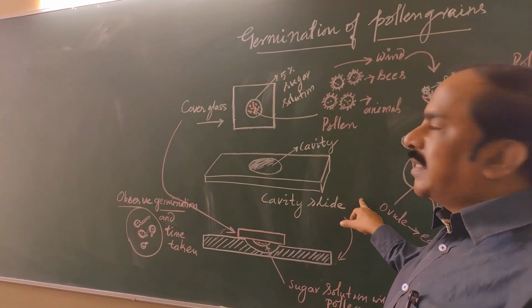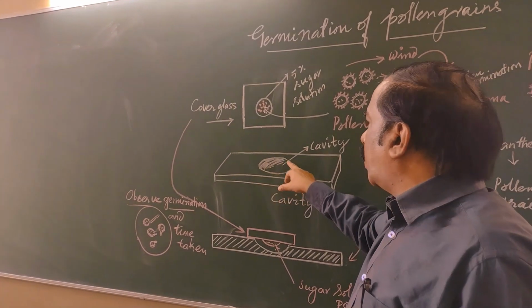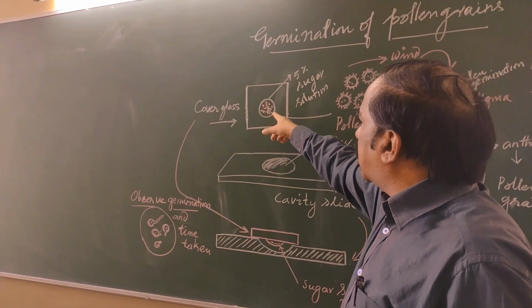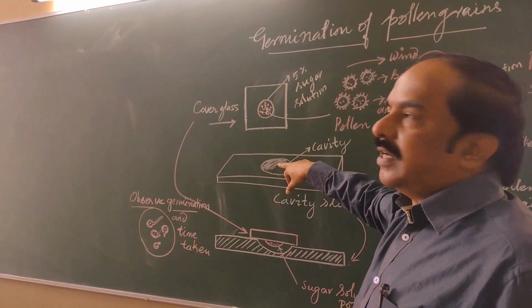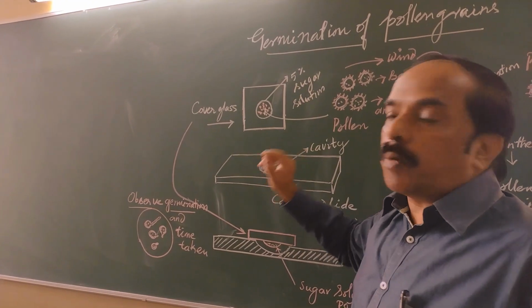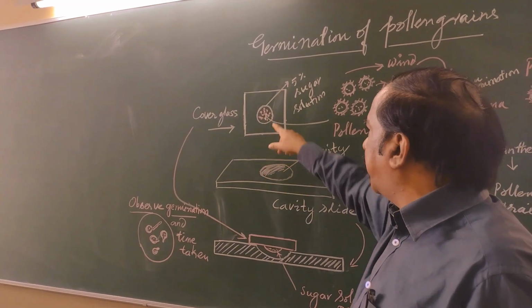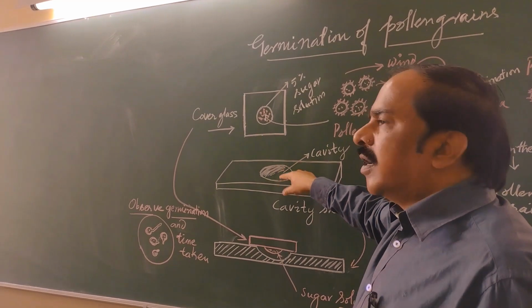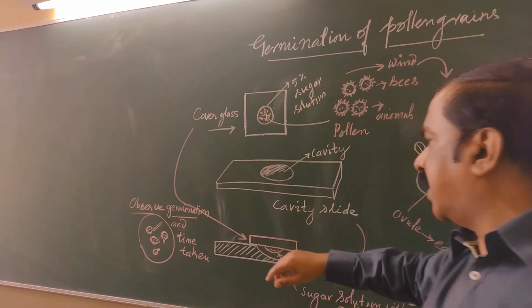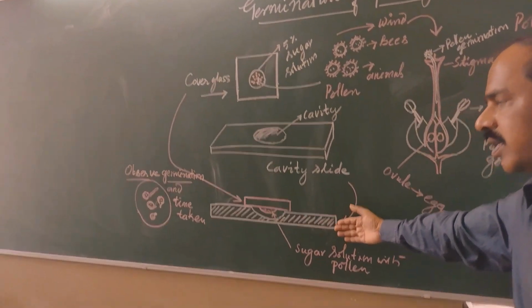This is called cavity slide, a slide which is having a cavity or a depression. You have to invert it so that the drop is hanging on the cavity of the cavity slide. That's what it's called, hanging drop technique, because this drop of sugar solution with pollen grains will be hanging above the cavity of the cavity slide. This is how it looks in cross section.